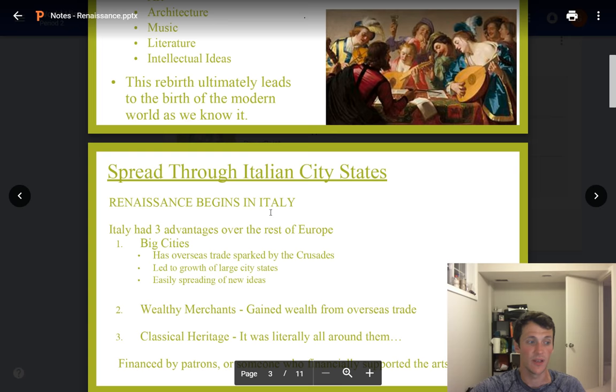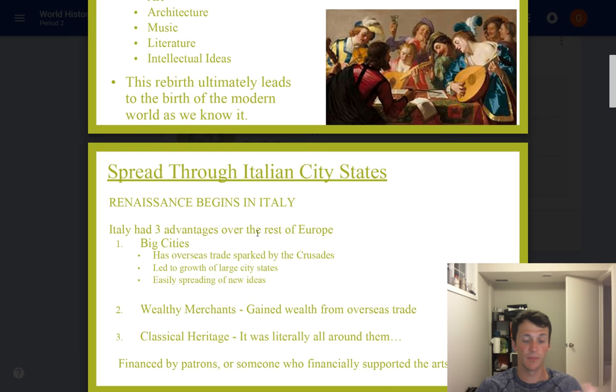Hint, hint, wink, wink. But Italy is going to have this big advantage over parts of Europe. It's very centrally located. It has these big, wealthy cities from being on the Mediterranean. It's going to gain these wealthy merchants. And also the fact that the Greeks and the Romans were essentially just around them.